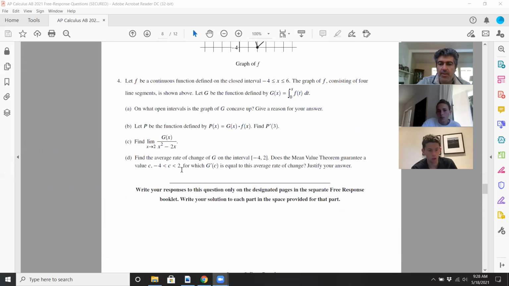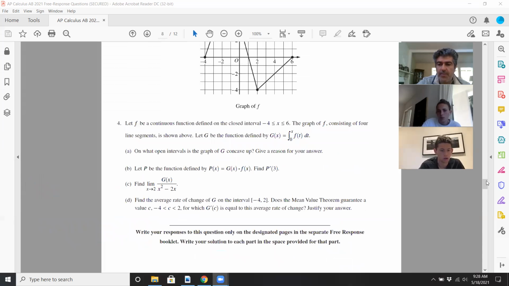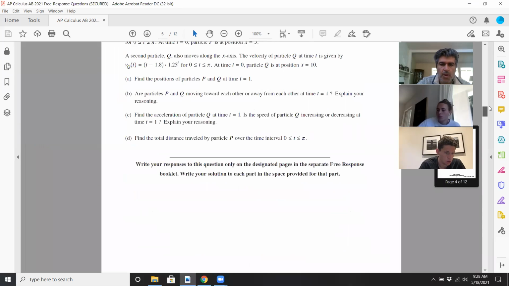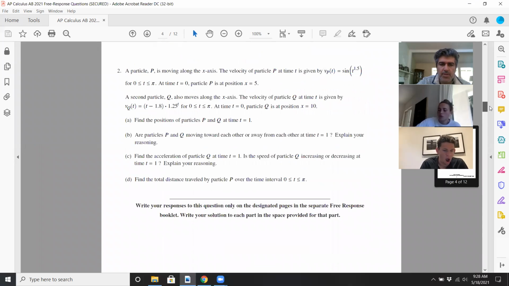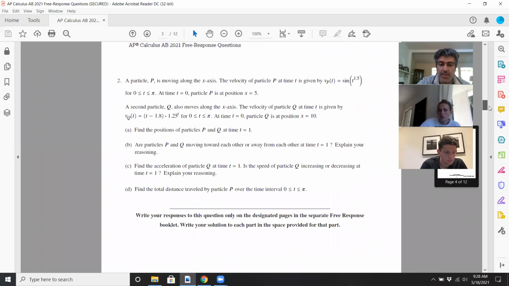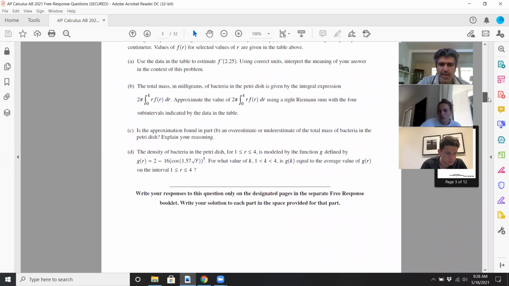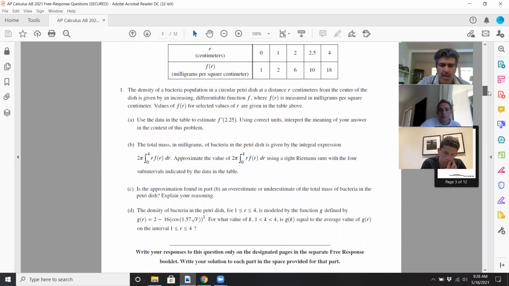I was just trying 1, 2, 3, 4. Number 2 is linear motion. Ella, that's something that we did recently, so you should be pretty comfortable doing that. We'll probably talk about that during class today anyway. Number 1 seems like a hodgepodge of different things, but we've done Riemann sums, we've done determining whether over or under estimates, we've done average value.